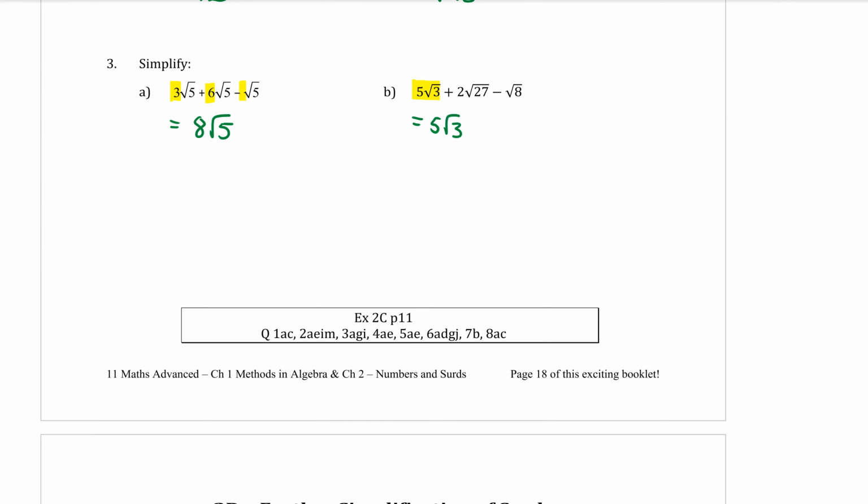The second one, the 2 root 27. Okay, leave the 2 out the front, but the 27, what perfect square number? 9 times 3, yes. So square root of 9 times square root of 3. Minus sign. Okay, I'm doing each one step at a time, then I'll come back and do the next line. So 8. What can I divide by? 4.